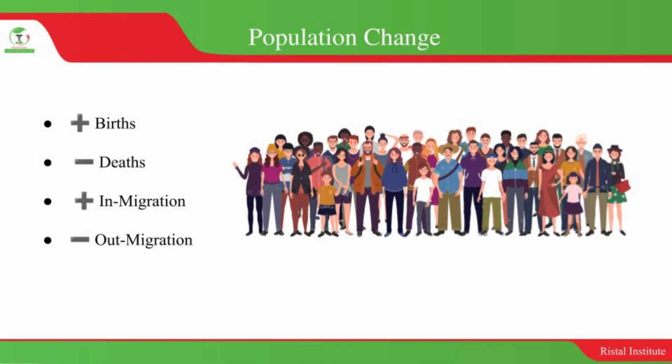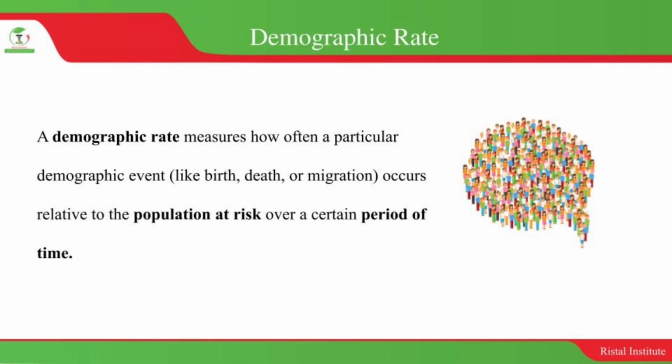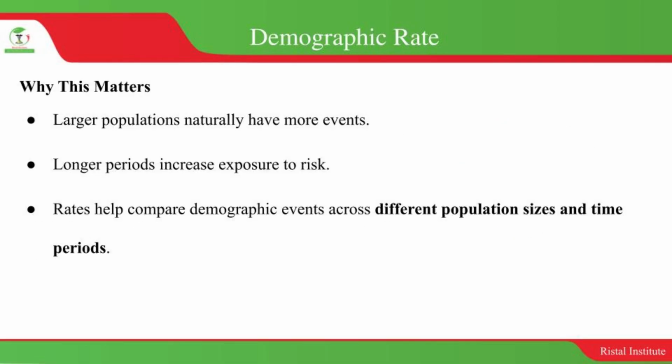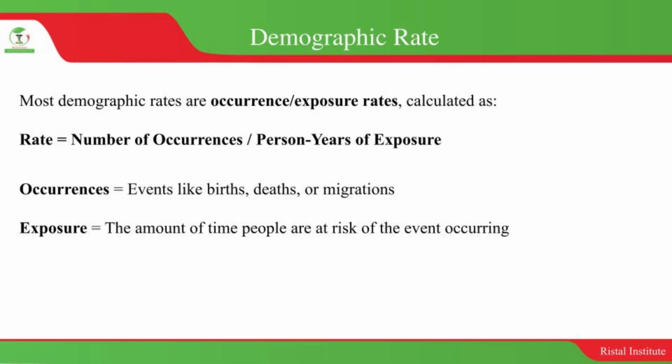Now, here's something interesting. Most of these events happen to individual people. A person dies, a couple gives birth, someone moves into or out of the country. But when we analyze population data, we're not just counting events, we're relating them to the population that could experience them. The demographic rate helps us compare events like births and deaths relative to the size of the population. This is essential because a large population will obviously have more events just by size alone. The demographic rate is obtained by dividing the number of events by the person years of exposure.